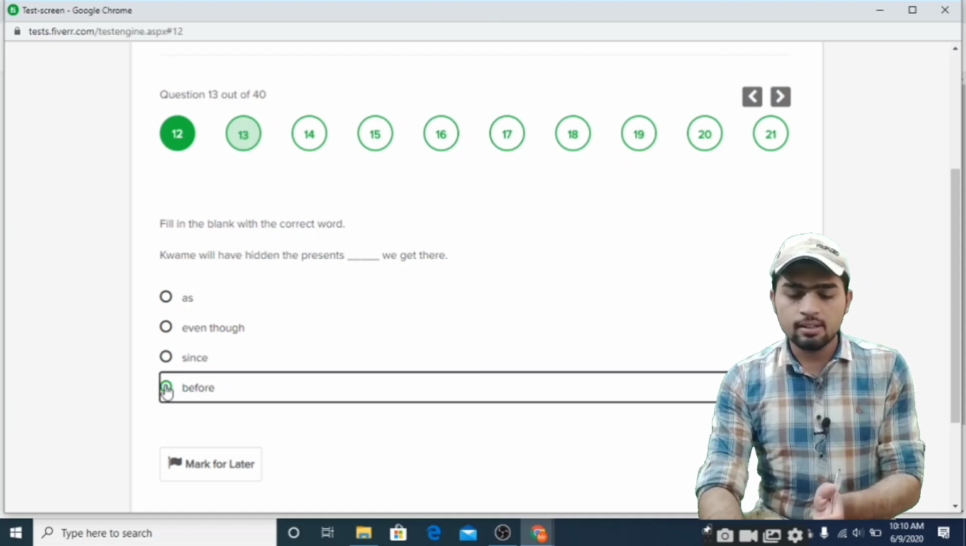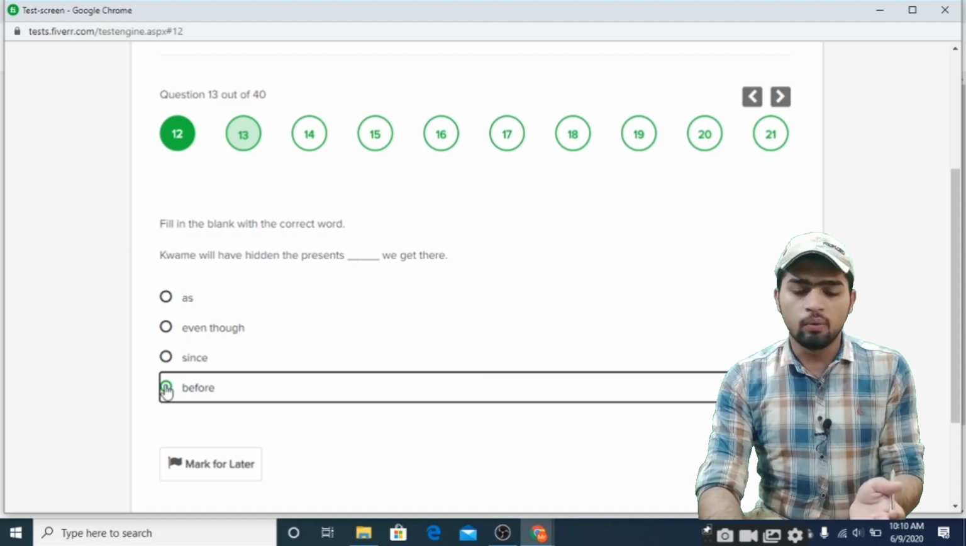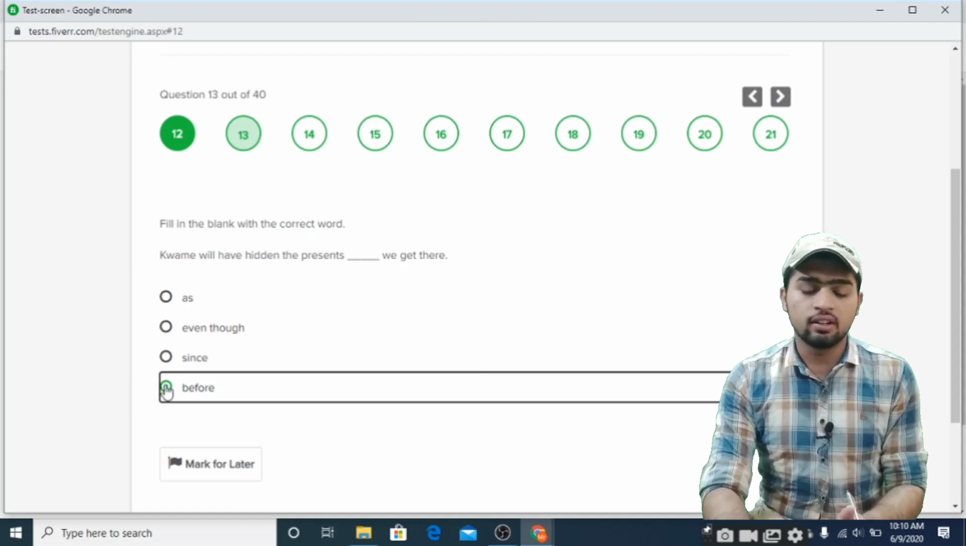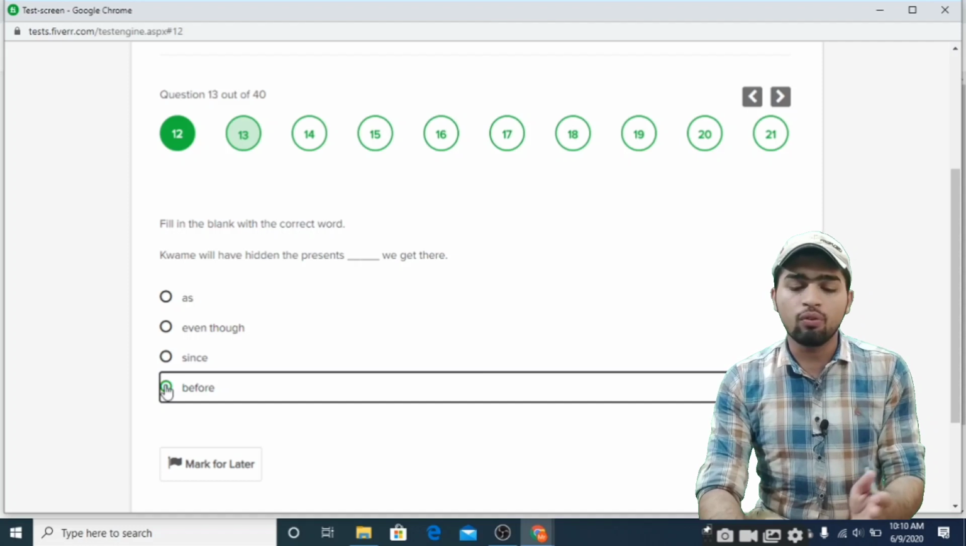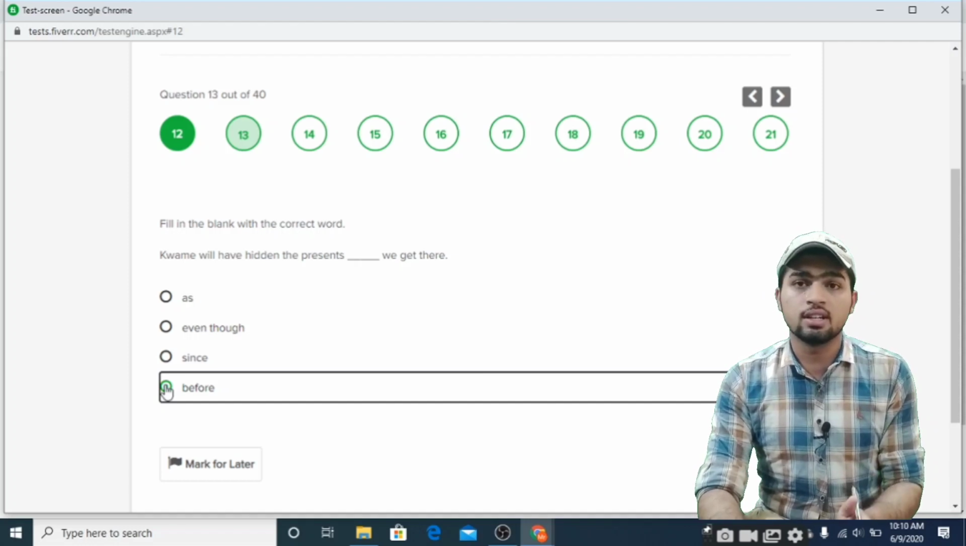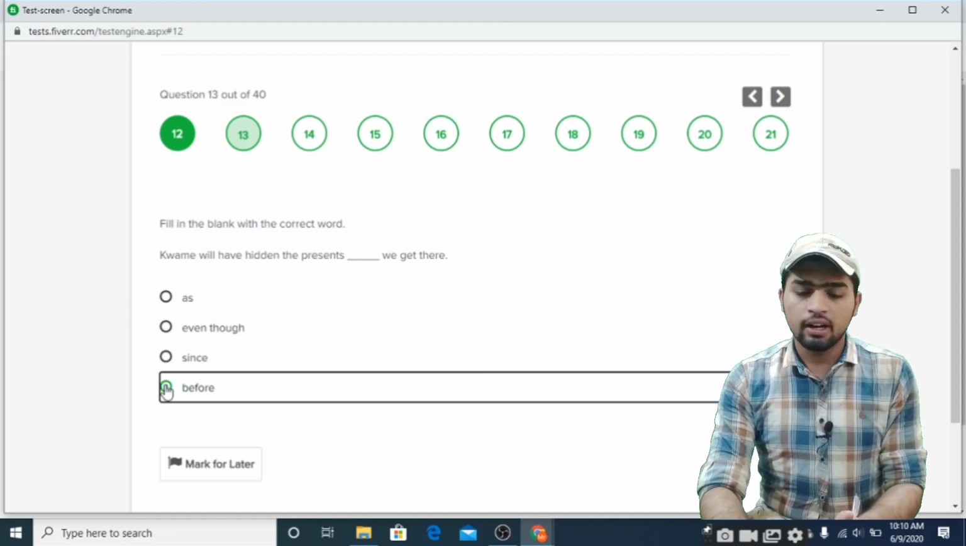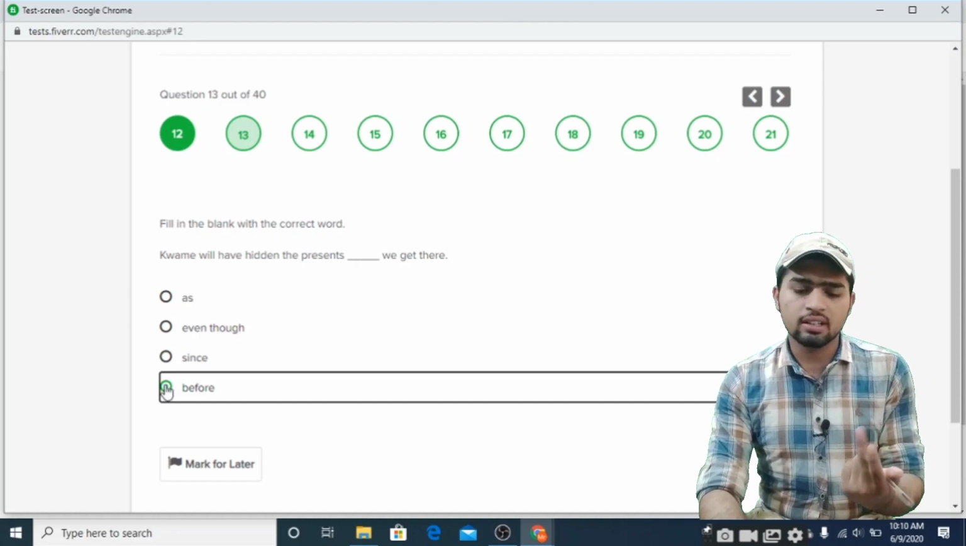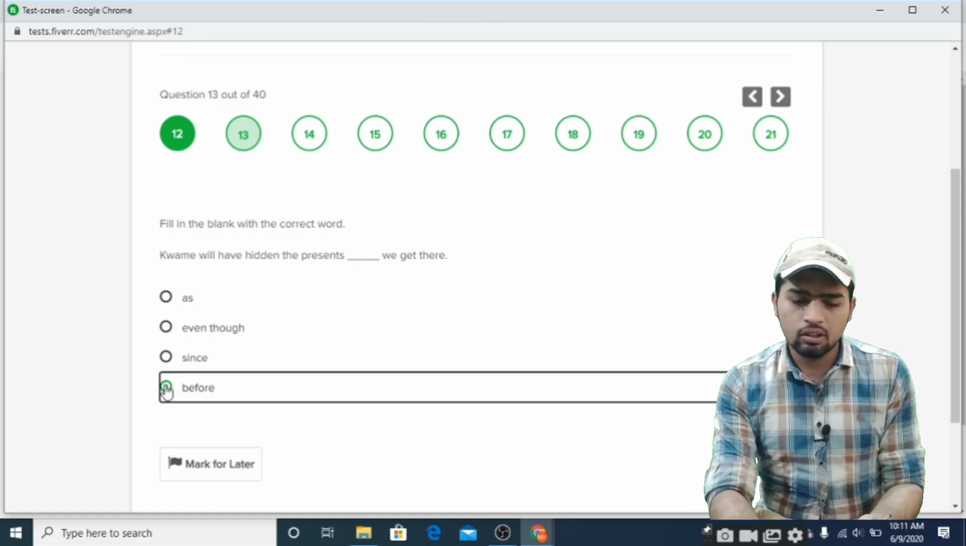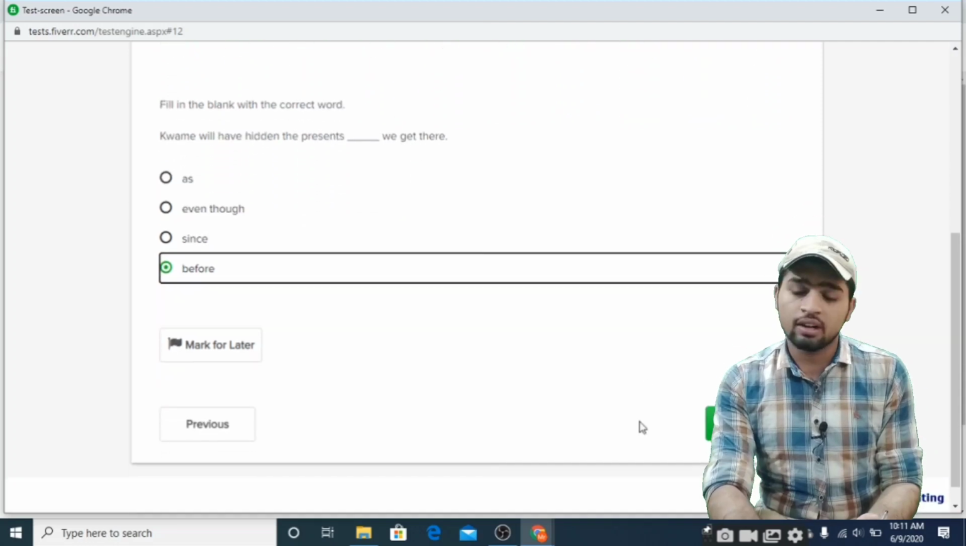Since we get there, no. Before we get there. In my opinion, before is the correct answer, because Kwame will have hidden the presents before we get there. I think before is obviously the correct answer. I expect that before is the correct answer 100%.